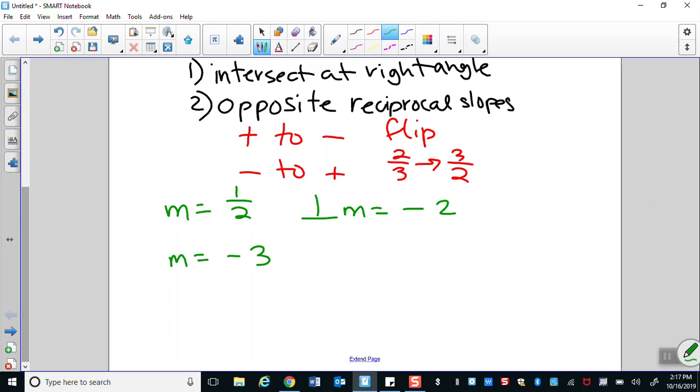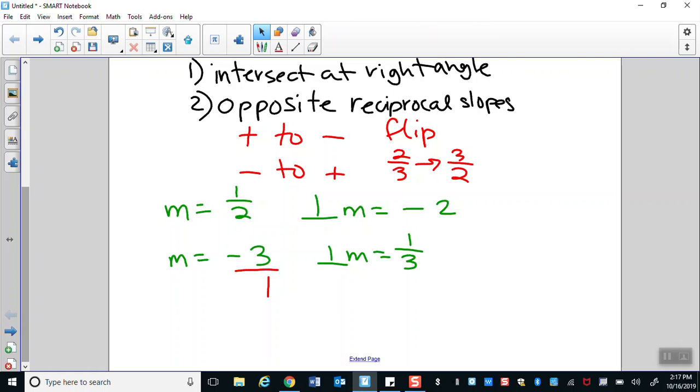If I have a slope that's -3, remember that's really the same as the fraction -3 over 1. So the perpendicular slope to that would become positive because this is negative, and then the fraction would flip, so it would become 1 over 3. So those are some examples of slopes that are perpendicular.